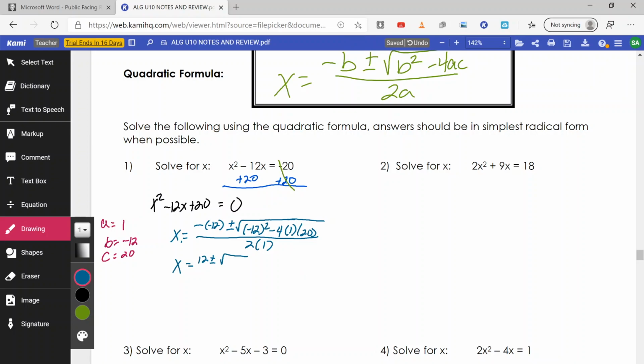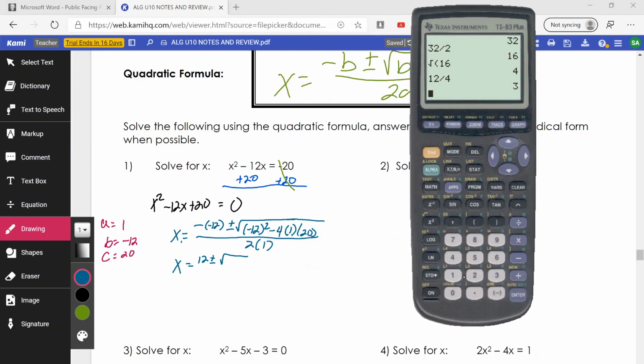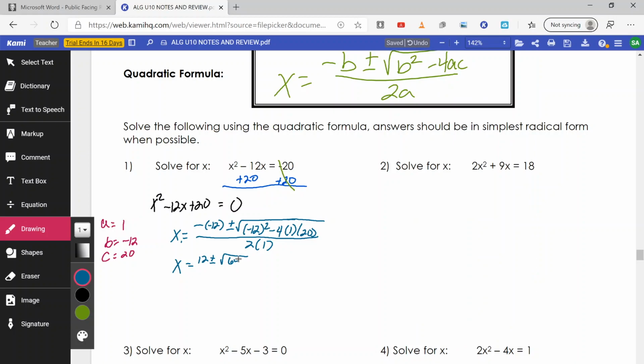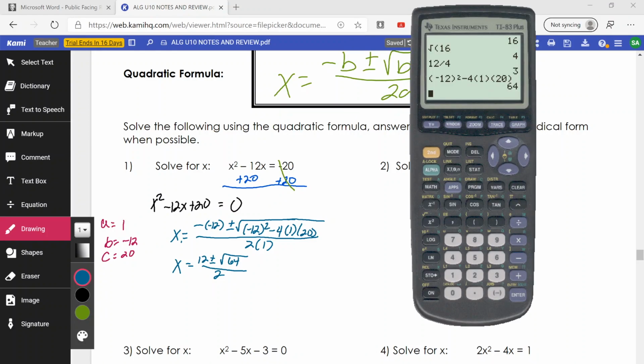And we're going to use the calculator to do the computations in here. So we have negative 12 squared minus 4 times 1 times 20. So we have 64, all over 2 times 1, which is 2. First thing we do is we look to see if we can take the square root of 64. If we can, which we can, we will simplify it even further.